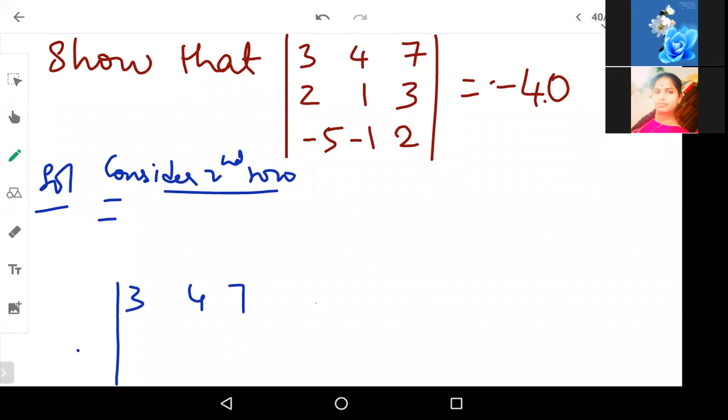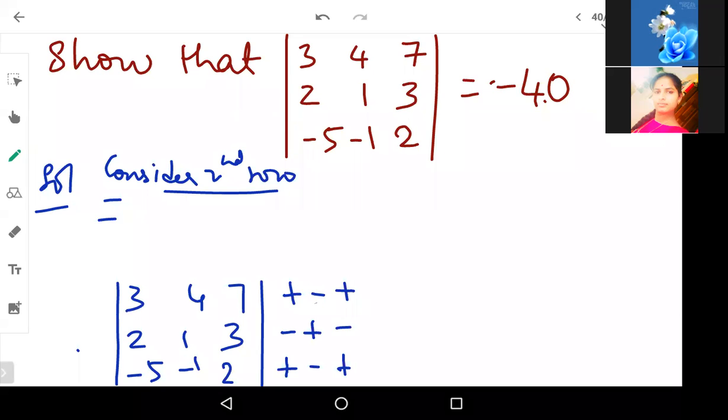3, 4, 7, 2, 1, 3, minus 5, minus 1, 2. Okay, this is the second row. Now here what will happen? What is the positional sign? Plus, minus, plus. Minus, plus, minus. Correct? And again plus, minus, plus. What is the positional sign of the second row?